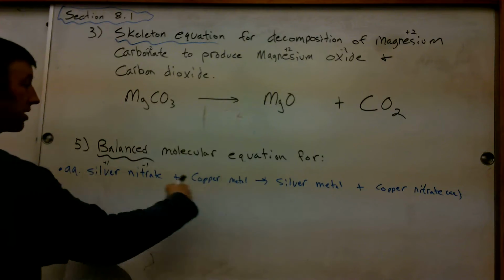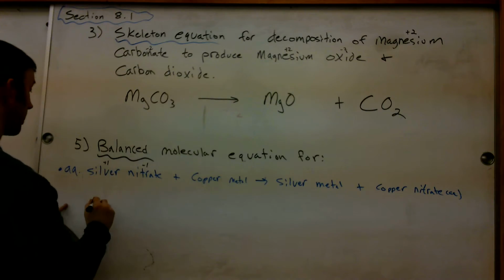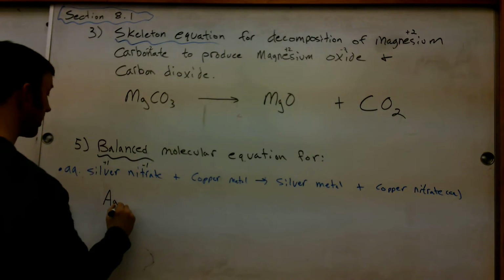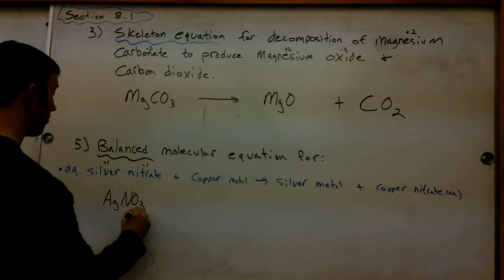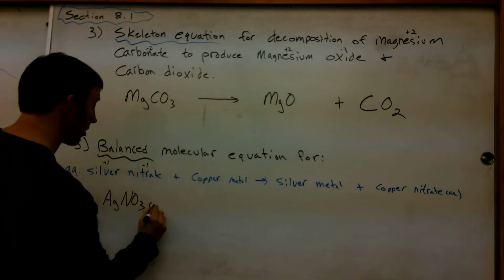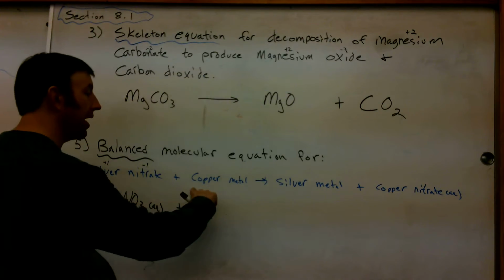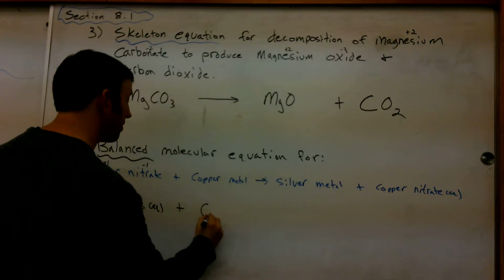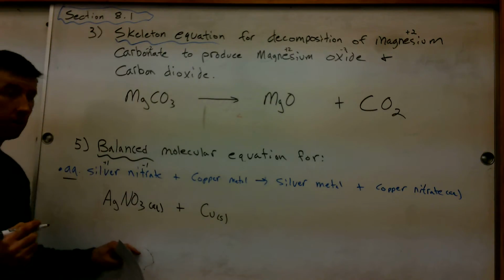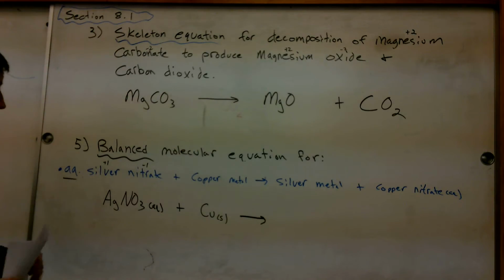So let's write this side of the equation first. Silver nitrate. In this case, the formula for silver is Ag. The formula for nitrate is NO3. Now, it does tell me that that is aqueous, so I need to include that information right there. And then I'm going to add copper metal to that. So copper metal is a solid. Now I'm going to produce a reaction there.